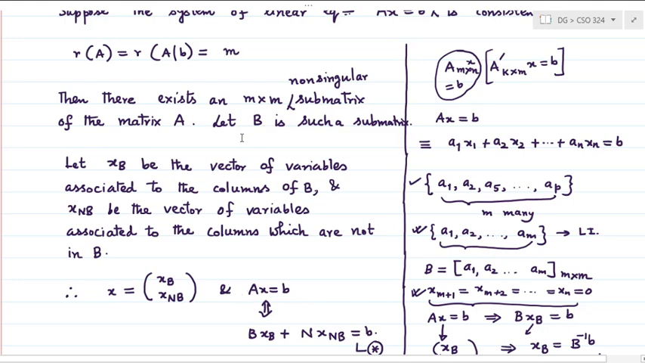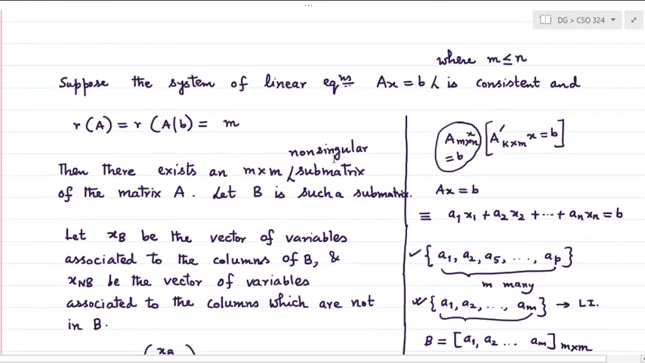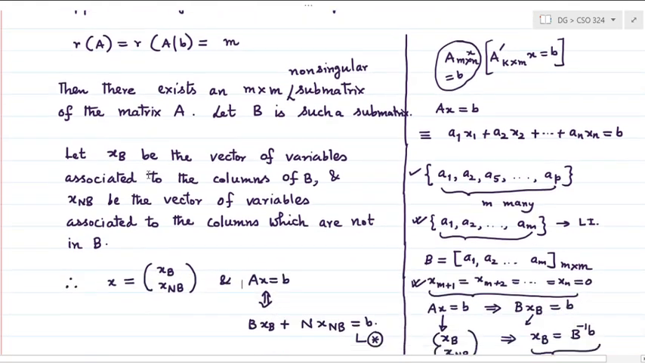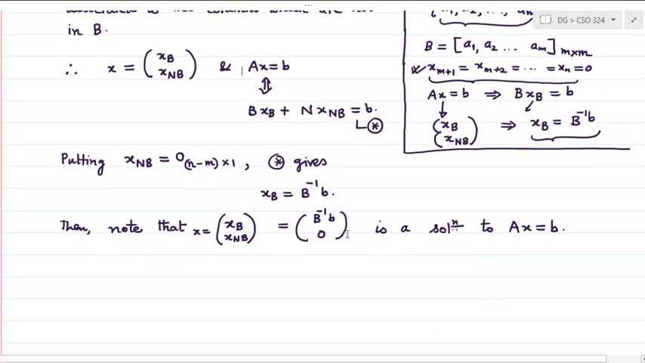There can be many possibilities of choosing this capital B. There exists at least one m by m non-singular submatrix of A, but there can be many, and therefore there can be many B matrices, and there can be then many such B inverse b solutions, and any such solution B inverse b, 0 is called a basic solution.